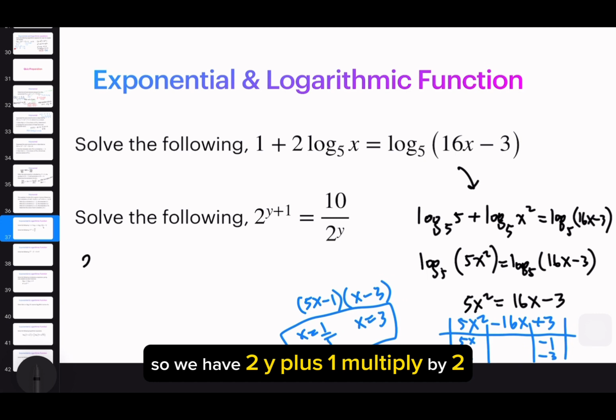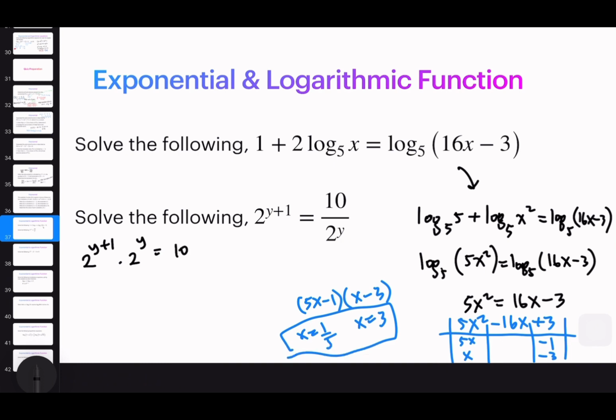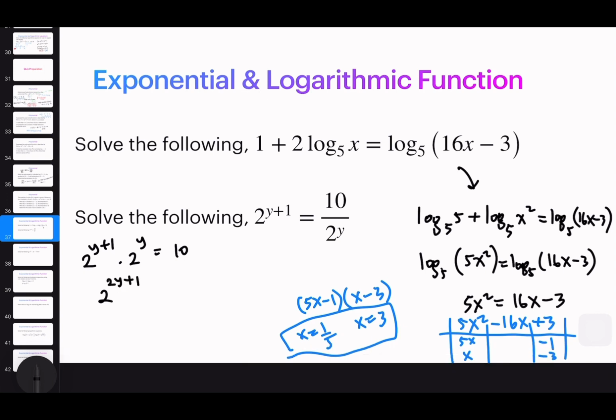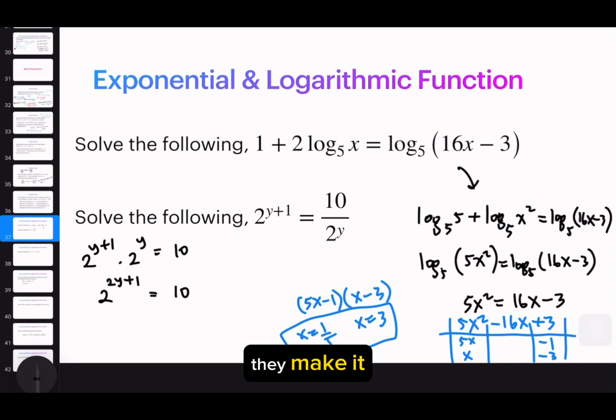So we have 2y plus 1 multiplied by 2 with power of y equaling 10, which means we are going to have 2y plus 1, right? And this will be 10. Now what should we do? Our variable is under power. How can we make it come down here? Same base both sides. Yeah, we take the log. Just take log. Log 10 is just 1.